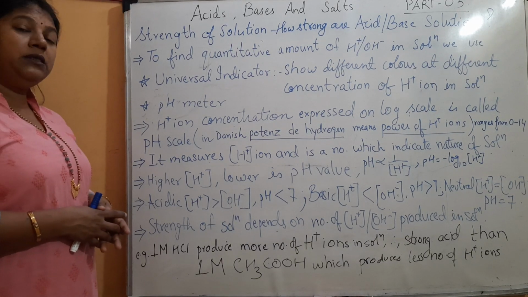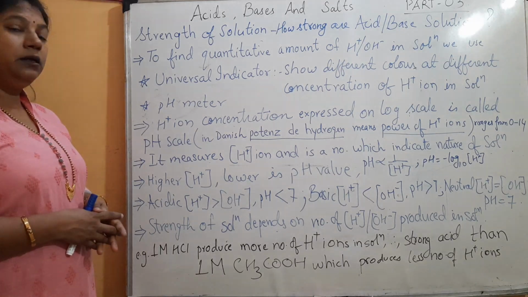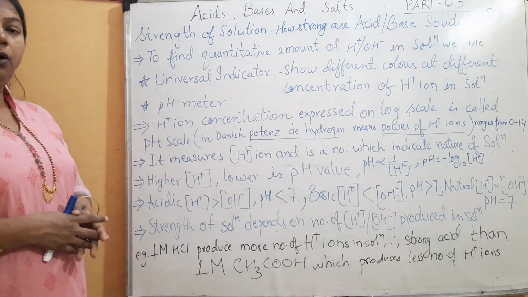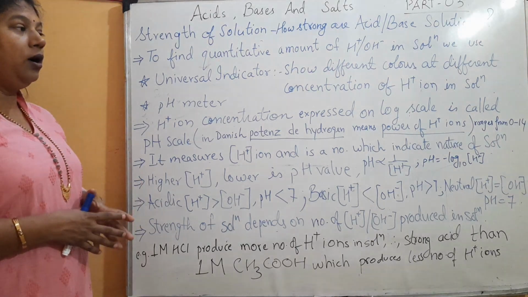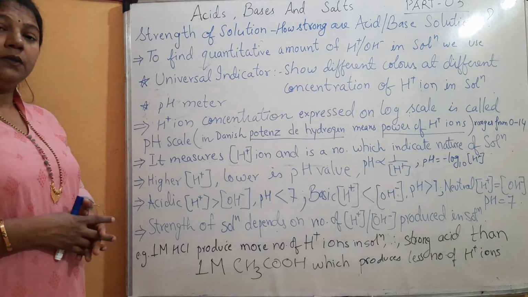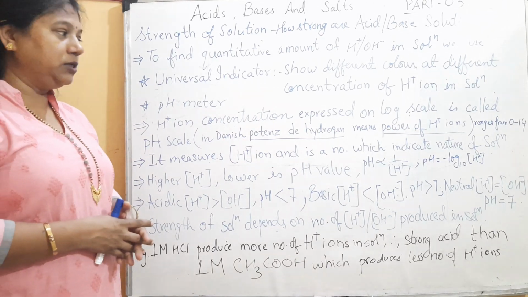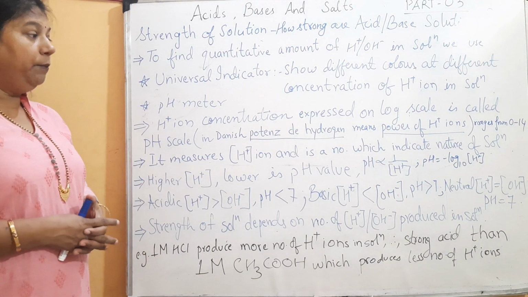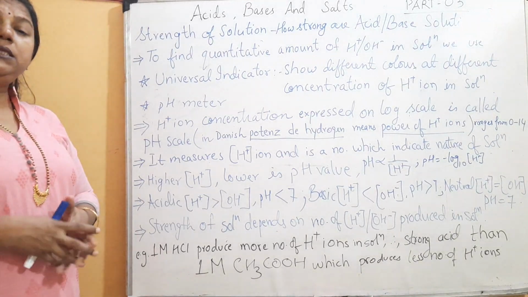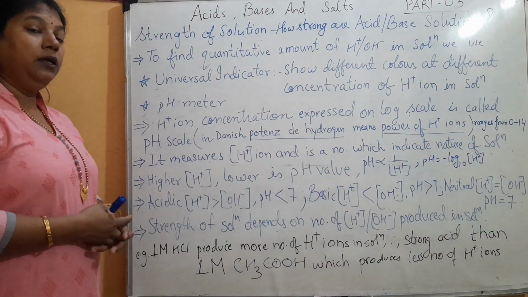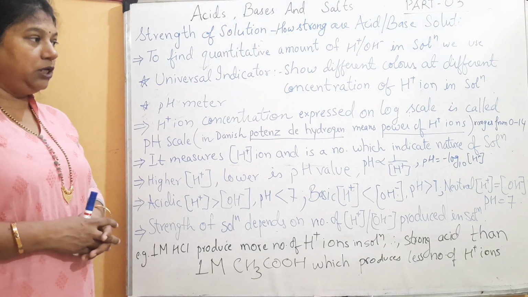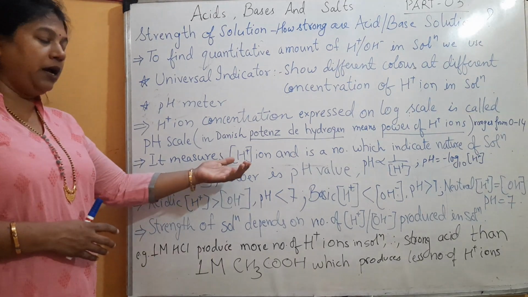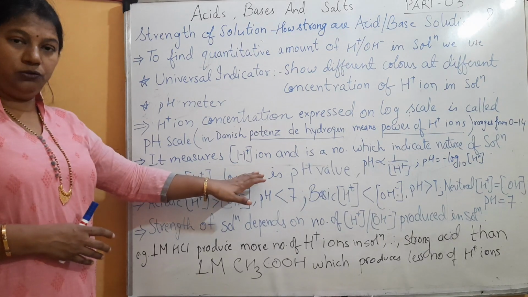Now, the H+ ion concentration in terms of molarity is more conveniently expressed on a log scale called the pH scale, devised by the scientist Sorensen. In the Danish language, pH means potential of hydrogen, meaning power of hydrogen. The scale ranges from 0 to 14. The scale measures the H+ ion concentration in solution.